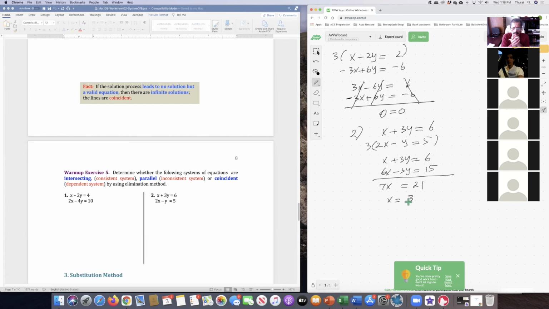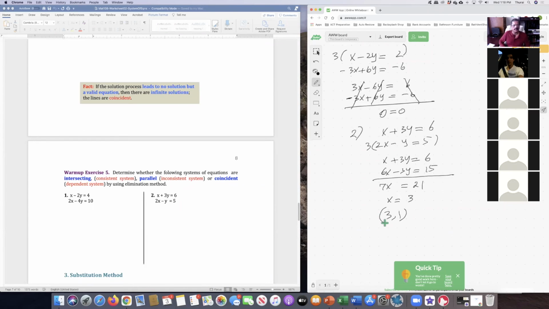So is there a point of intersection? Yes, 1, 3. No, it's equal to 3. Is it 3, 1 then? Yeah, it's 3, comma, 1. My bad. 3, 1. Okay, point of intersection is 3, 1. So the lines are intersecting.